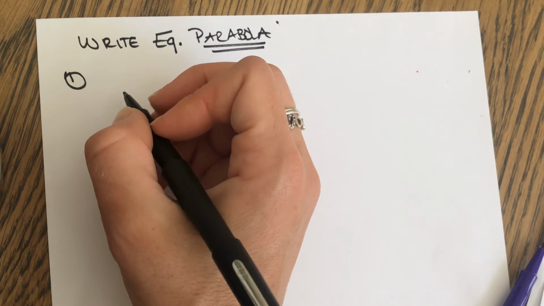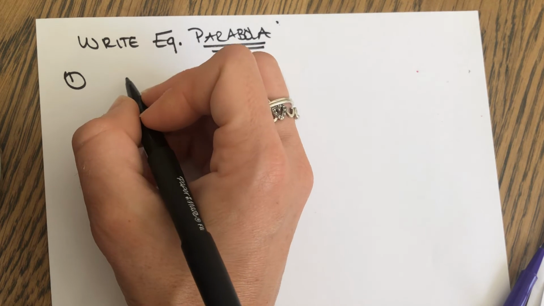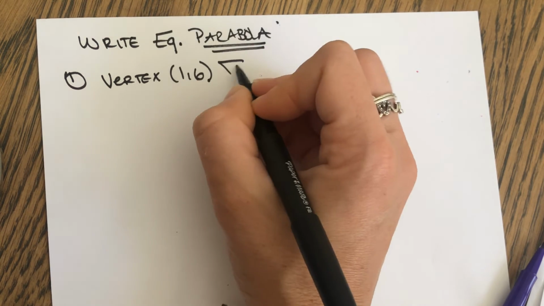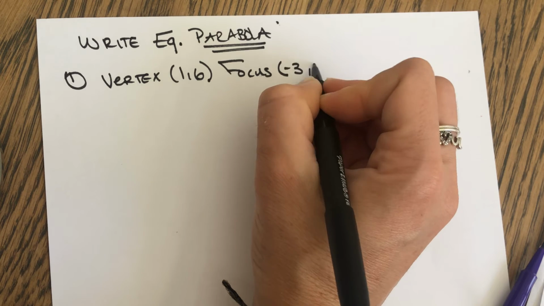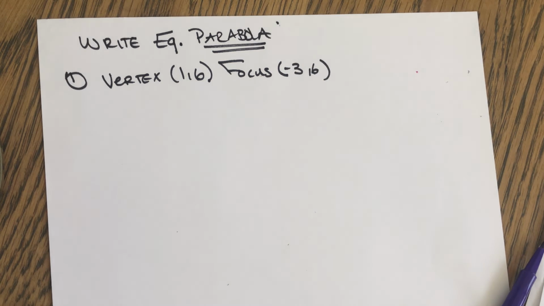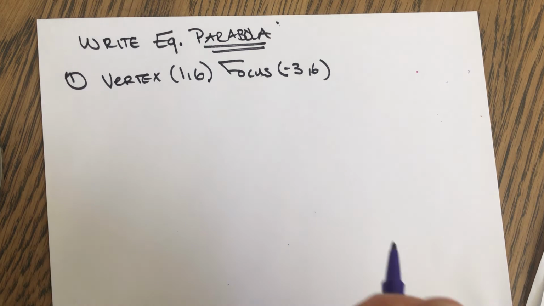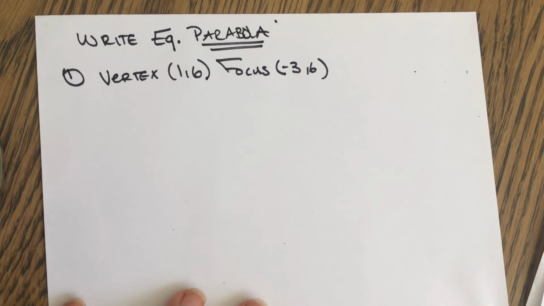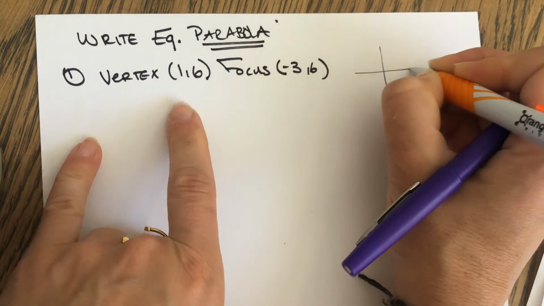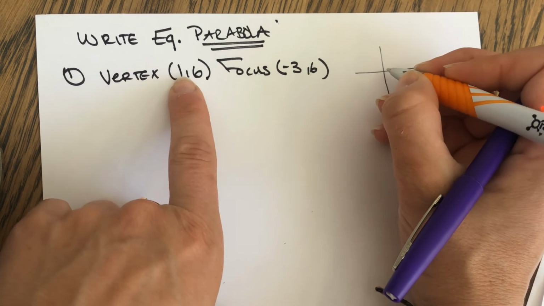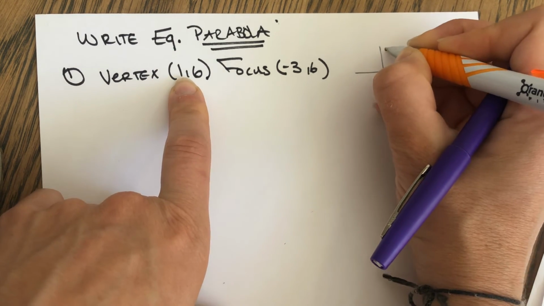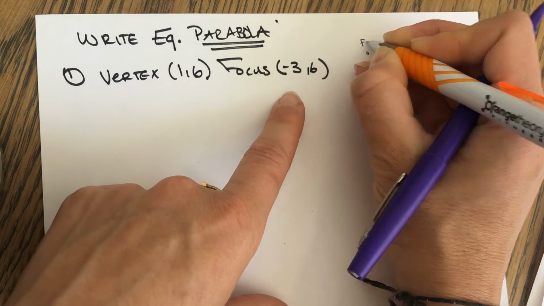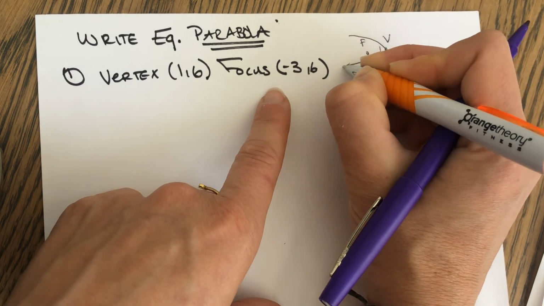For this, I'm going to give you vertex is 1,6. Focus is -3,6. Okay, and I want you guys to write the equation. If you remember, the first thing I would recommend you always doing is sketching to figure out if it is an x squared or a y squared. So I'm going to sketch. 1,6 is up here, so vertex, focus is -3,6, focus. Okay, so this is what your parabola is going to look like.